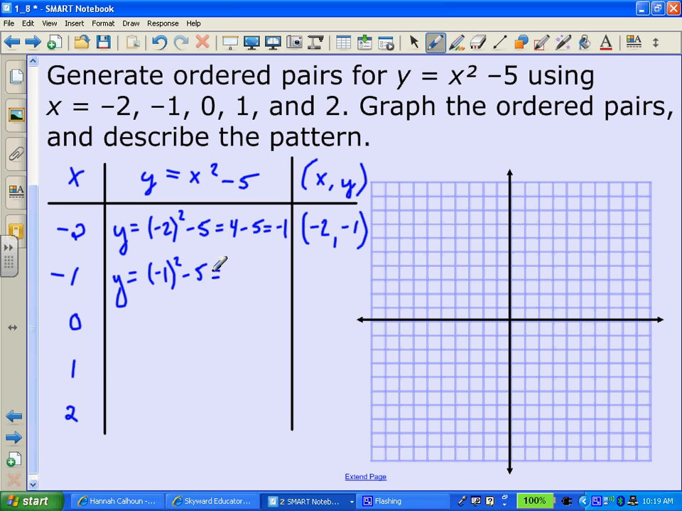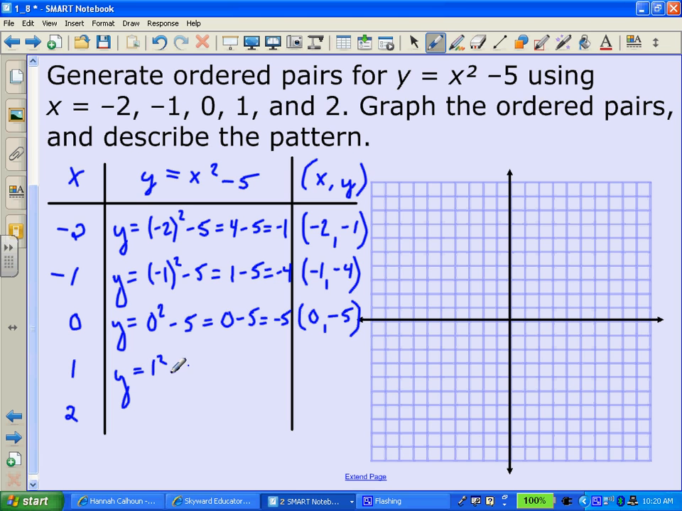We're going to do the same thing for the next x value. -1 squared minus 5. -1 times -1 is 1, minus 5 is -4. So then my ordered pair is -1, -4. Now I put 0 in. 0 squared minus 5. Well, 0 squared is just 0. So 0 minus 5 is -5. So then I have the ordered pair 0, -5.